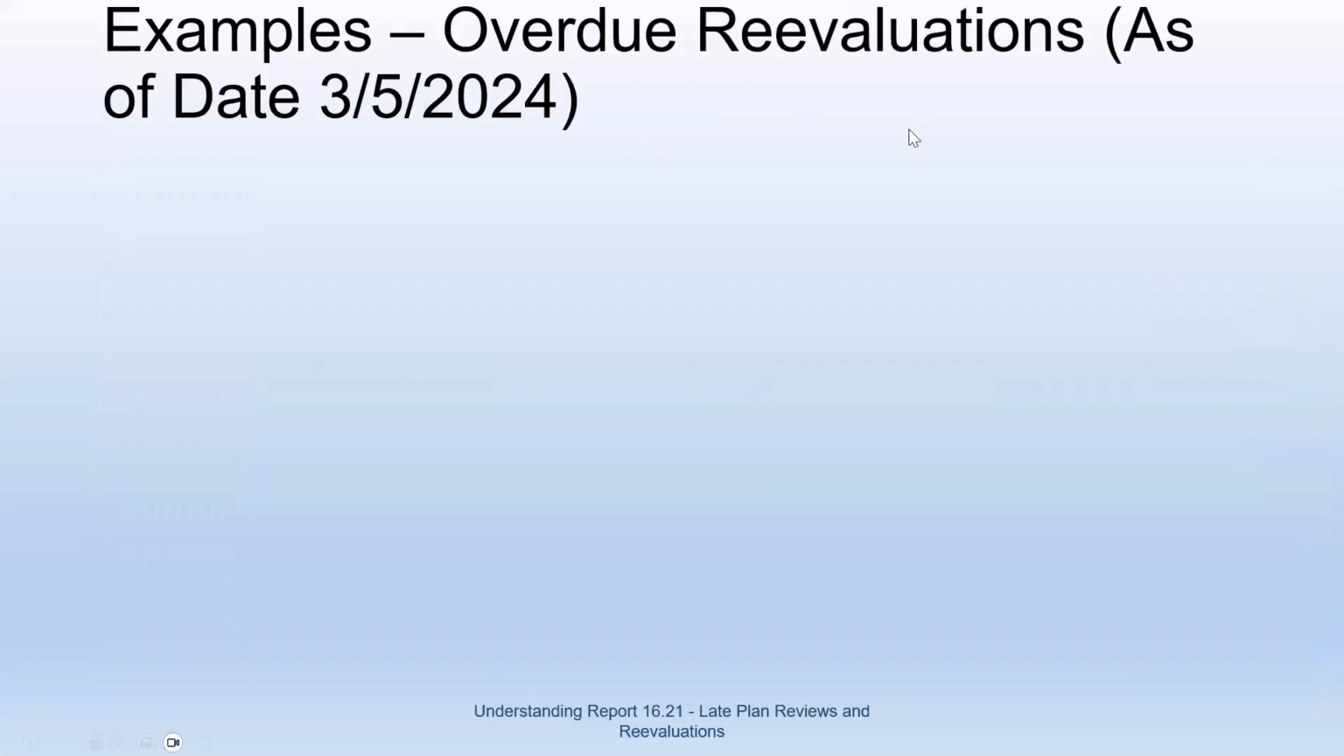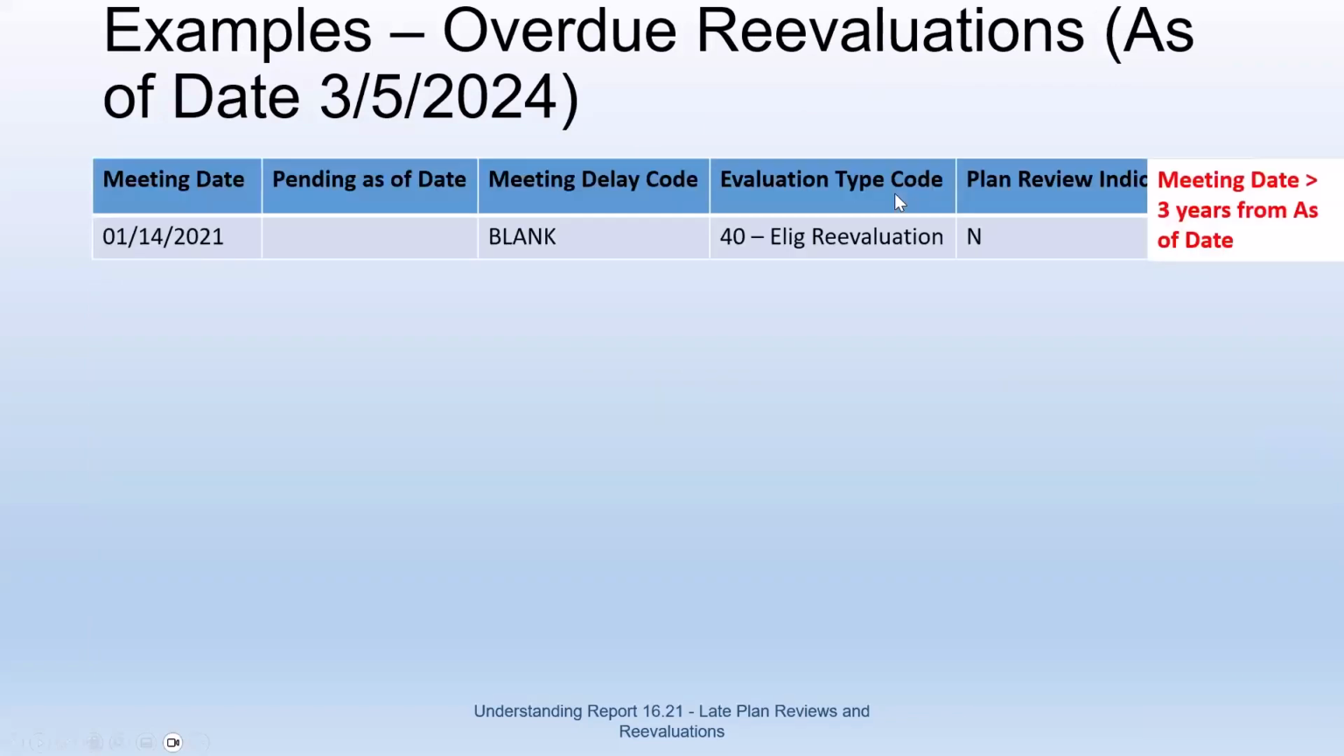All right, next, overdue reevaluation. Very similar to the plan reviews, except now we're looking at 3 years from the as of date. So this will show up in overdue reevaluation, no pending record, because the last reevaluation was done on January 14th, 2021. Meeting delay code is blank. We know it's a reevaluation because the evaluation type code 40 is in this field. And the meeting date is 3 years from the report as of date.